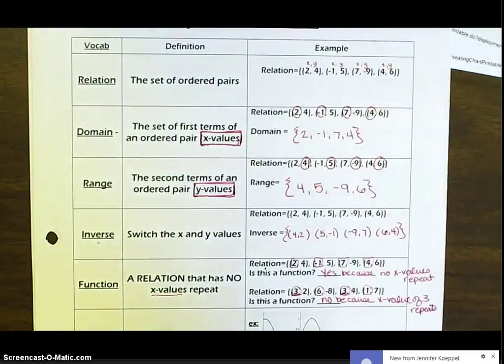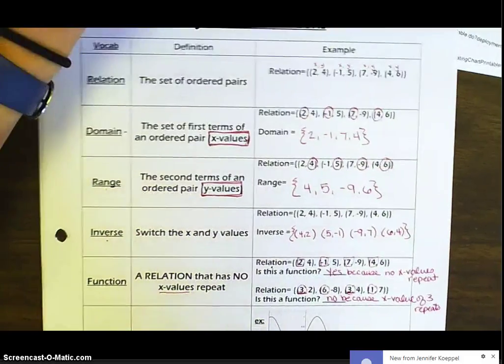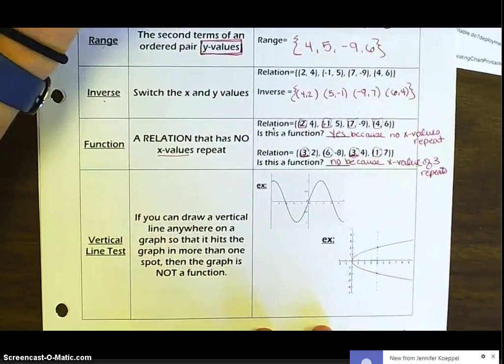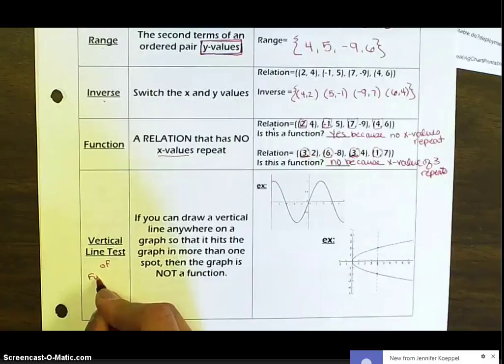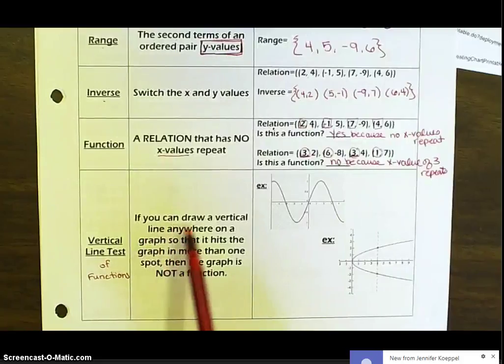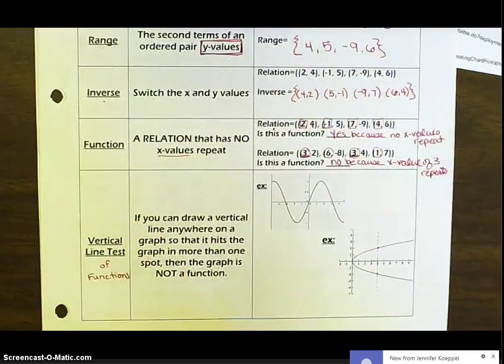Now, another way to tell if you have a function is by looking at its graph. This is called the vertical line test of functions. This is what the test is: if you can draw a vertical line anywhere on a graph so that it hits the graph in more than one spot, then the graph is not a function. It would fail the vertical line test.